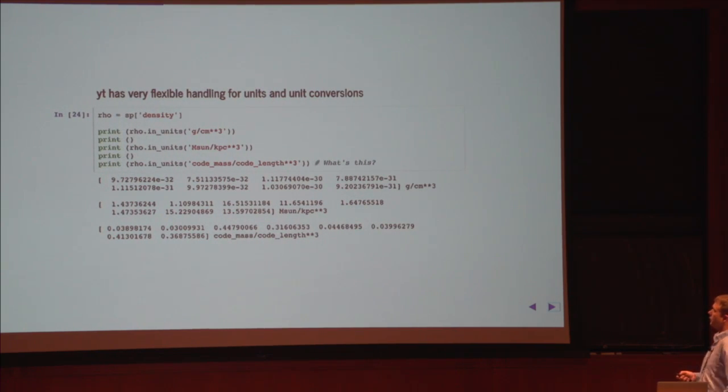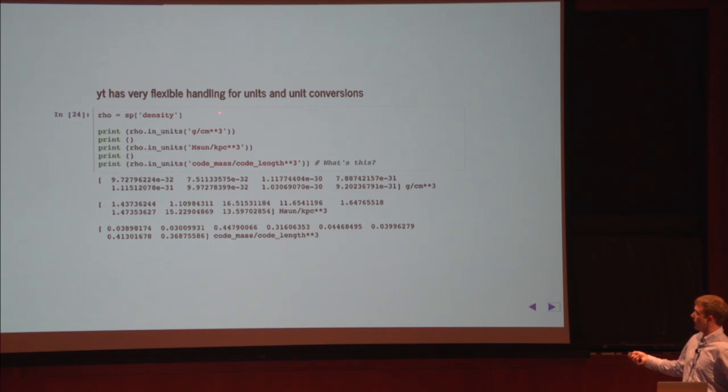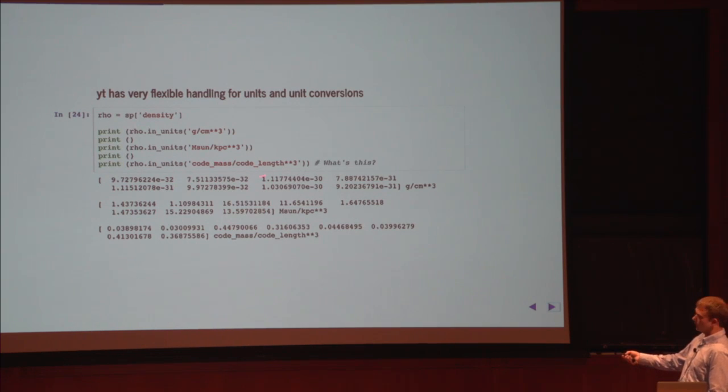So what's going on here? Well, yt has very flexible handling for units and unit conversions. Suppose I take the density from the sphere earlier and just assign it to this array, rho. Then I can use the in_units method to convert to different units. So I can say in units of grams per cubic centimeter, which is kind of superfluous because it comes in that by default. So that's this right here. I can say in units of solar masses per kiloparsec cubed, and it gives it to me right here. If I'm curious, I can also get it in code units, the default code units of the data set, which I mentioned earlier.